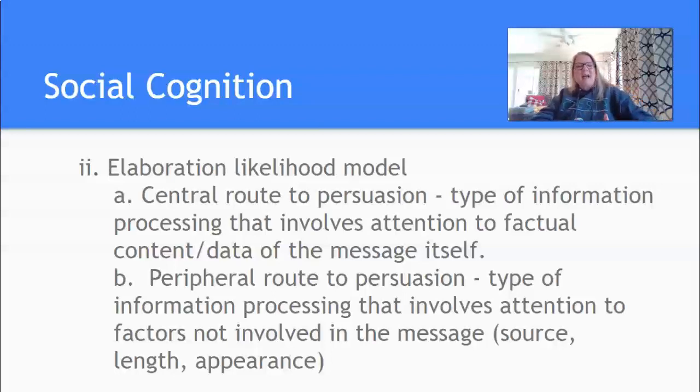Peripheral route, though, is where it's not all about the message. It's about a lot of the surrounding factors, the length of the message, the appearance of the person trying to give you the message. If you ever go to a timeshare sale, what they do to get you in is give you a really discounted rate for a hotel room or a timeshare room for like 2 nights, with the guarantee that you will sit in on their sales pitch.